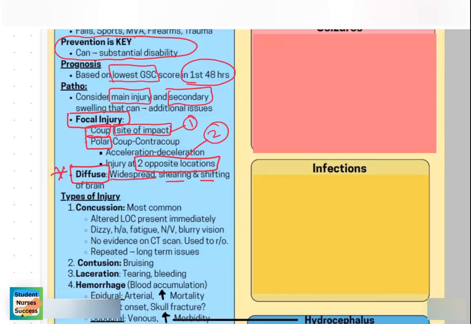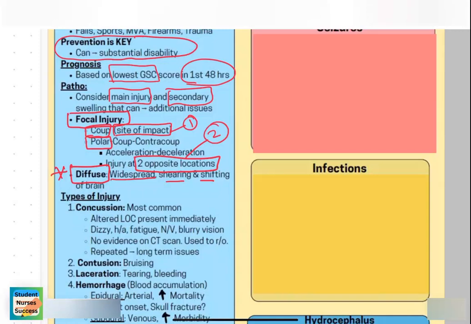With diffuse injuries, the other thing we think of is the brain is suspended inside the skull by vessels. And if the brain is getting shaken up inside this car that's rolling and spinning, those shearing and ripping of the vessels is going to start to cause a lot of bleeding that occurs.